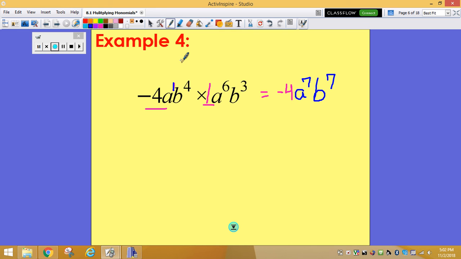So let me work through that slowly one more time. I put a 1 in front of this A. It has a whole number of a 1. And I did negative 4 times 1 and got negative 4. This A did not have an exponent, so I put a 1 there. And the rule is that if they're multiplying, you add exponents. So I did 1 plus 6 and got 7 for my A's. And the B's, I did 4 plus 3 and got 7.